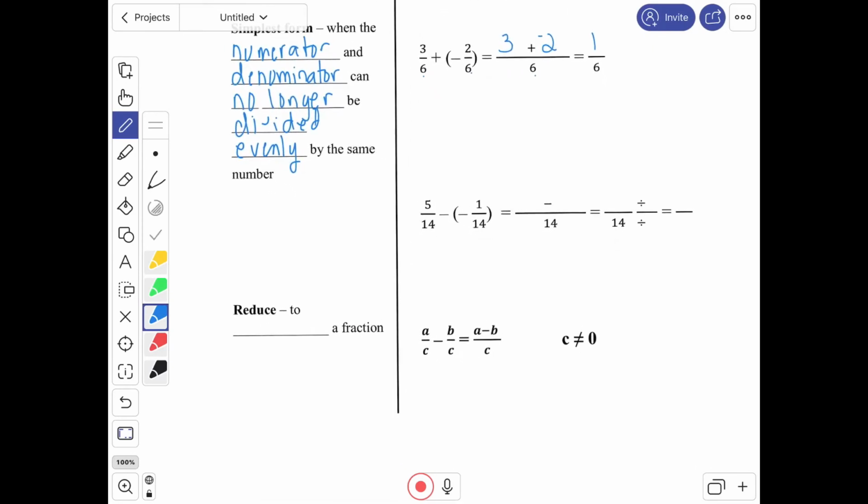Let's try another one. 5/14 minus negative 1/14. 14 is the same, so we leave the denominator alone. And we are subtracting 5 minus negative 1. And remember, we have to change the signs. If it's subtraction, we keep that first number, change, or add a line, change the sign. Something like that. So this would be 5 plus 1, which is 6.